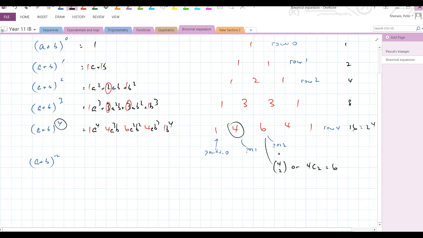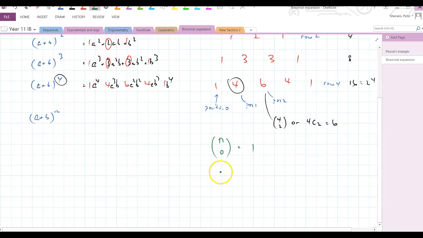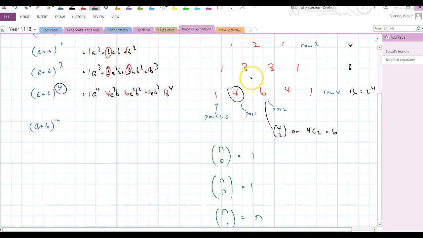So what we found from this, just a couple of little things about this 4C2 business, this nCr notation, is that we discover that nC0 is always equal to 1. That's the position 0 there. As we found out about nCn, that's also equal to 1. What else did we find out? We found out that nC1 is equal to n. That's just that one there, 4, 1, 3, 1.